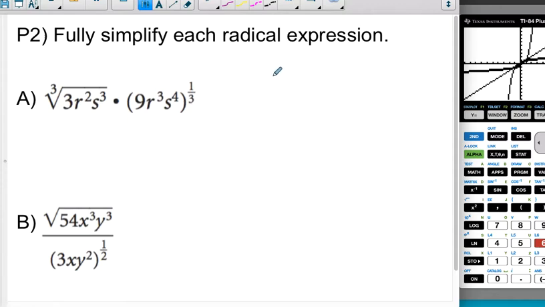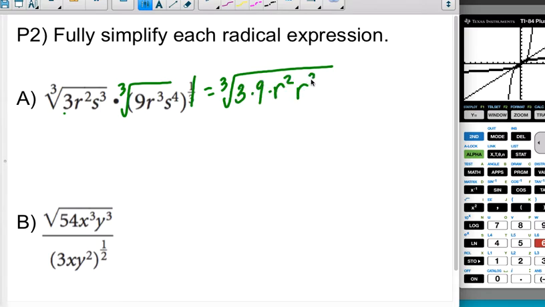It's the same concept as what we saw in E2. So I'm going to suggest that you start by rewriting. You might even just want to cheat and say, oh, look, that's a cube root, right? That might make your life a lot easier. When you put everything inside the cube root, you're going to end up with the 3 times the 9. So 3 times 9. You're going to have an r to the 2nd and an r to the 3rd, and you're going to have an s to the 3rd and an s to the 4th. So I'm going to clean that up first.